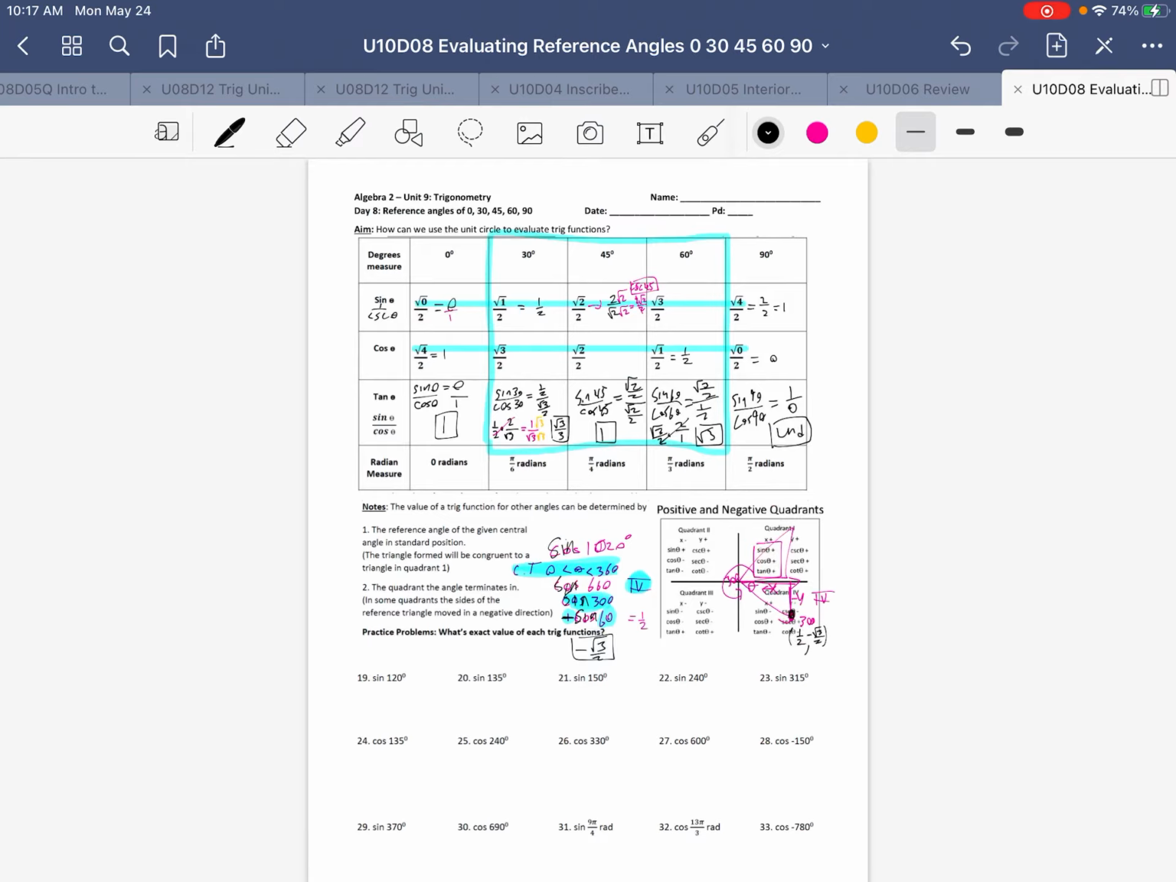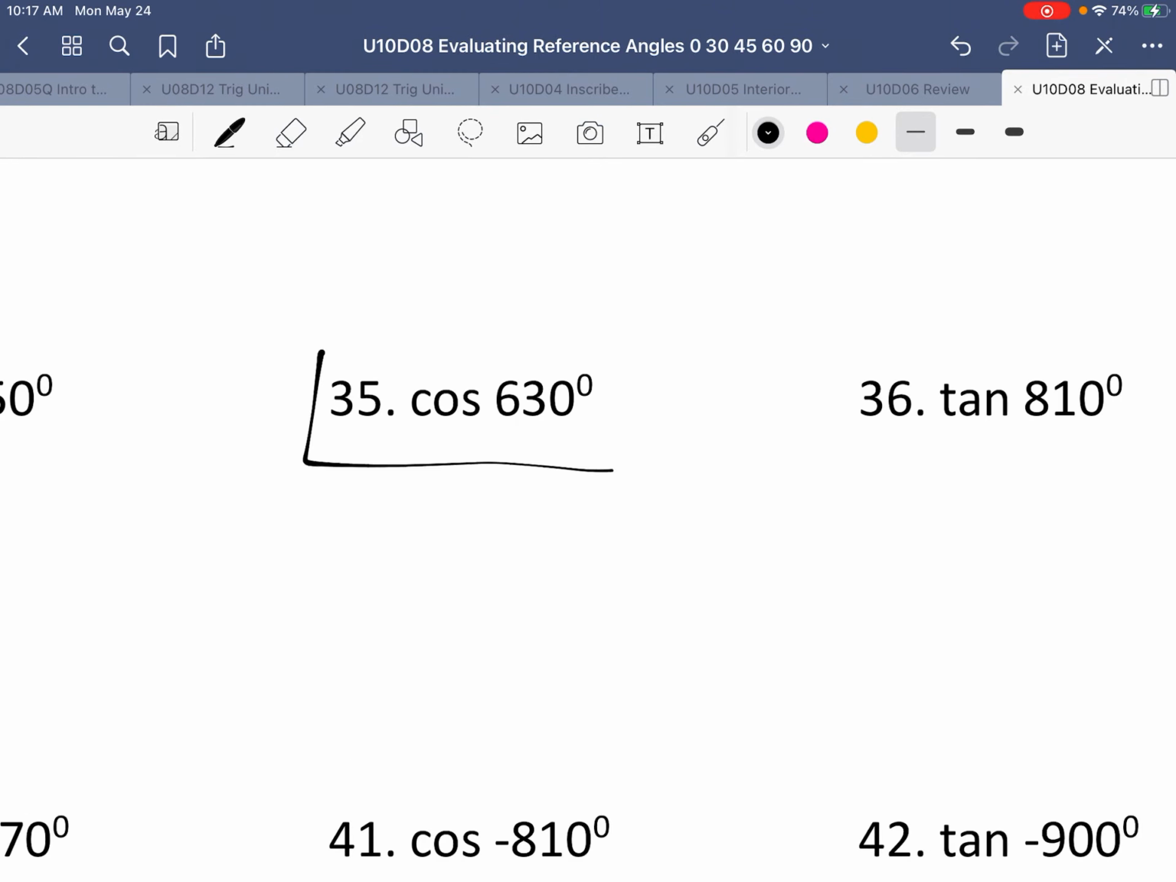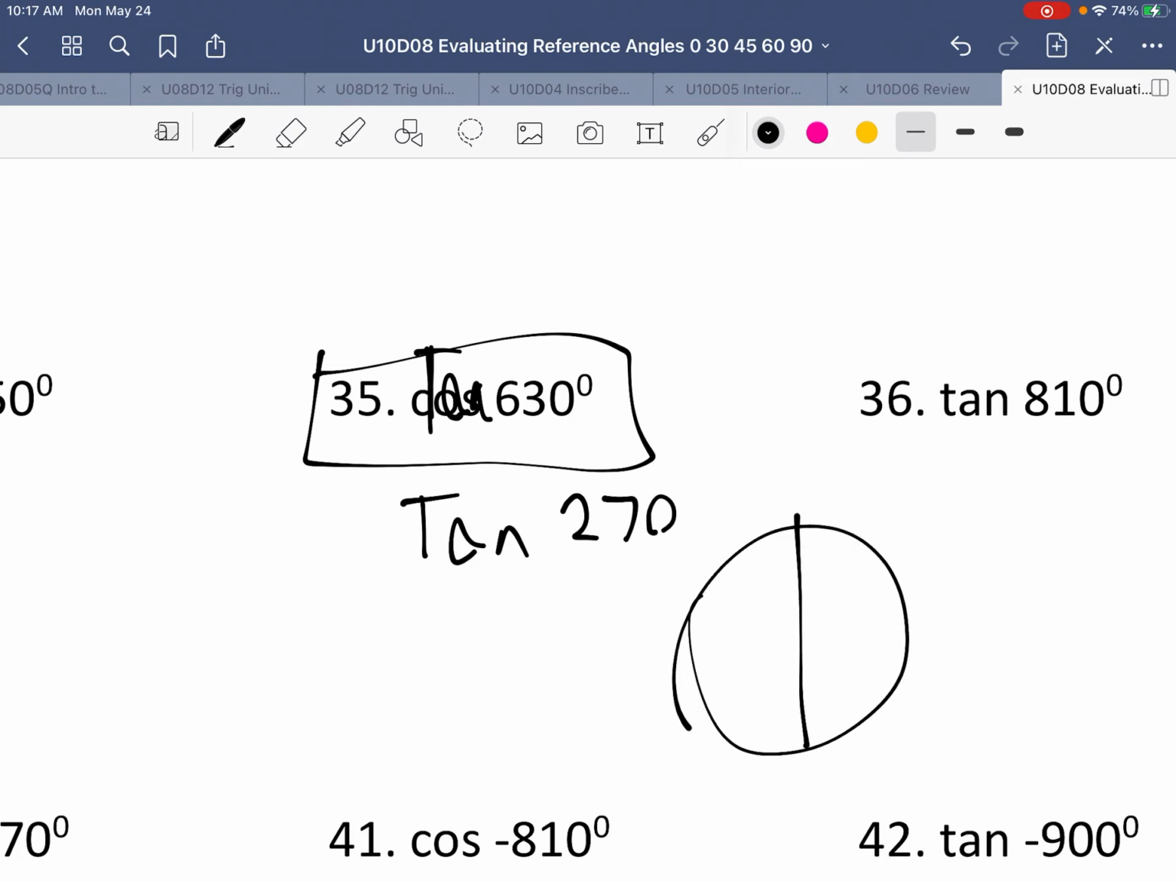All right, now what we're going to do is take a look at one quadrantal angle, and that'll be the end of this video. So let's say I asked you to do tangent of 630, rather than cosine, just so I can leave this example for you to try in class. First thing you're going to do is find a coterminal angle between 0 and 360. So we're going to subtract 360 from 630, and that gives us 270.